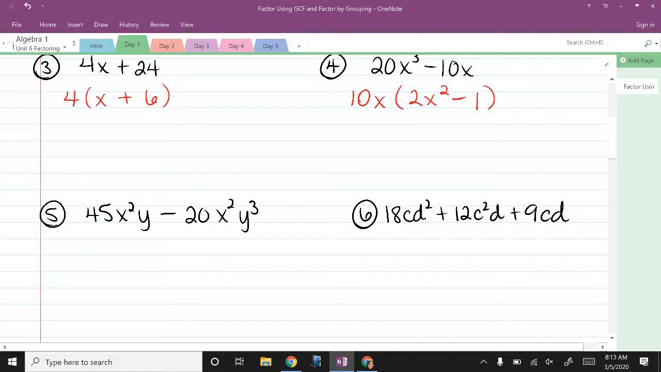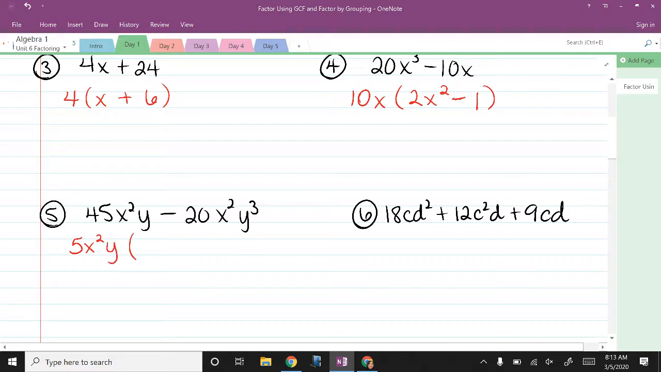All right, this one's got a few more variables in it. 45x squared y minus 20x squared y cubed. So 45 and 20. What's the largest number that goes into both 45 and 20? Y'all agree? It is 5. Does every term have an x? What's the smallest? X squared. Does every term have a y? What's the smallest? Y. Parentheses.